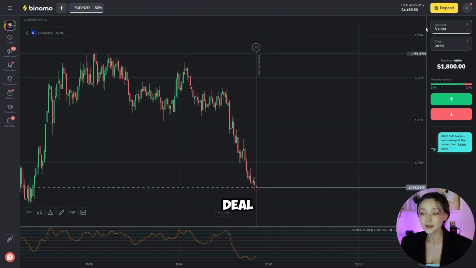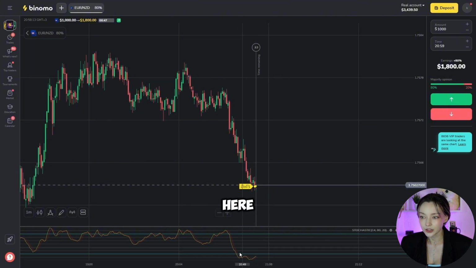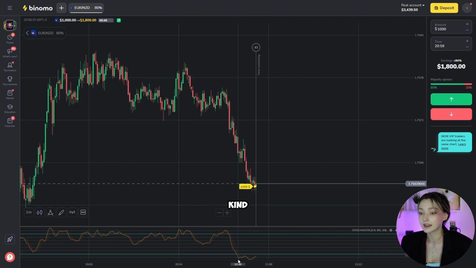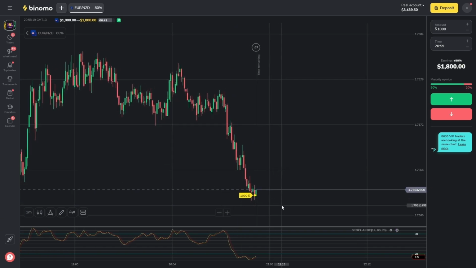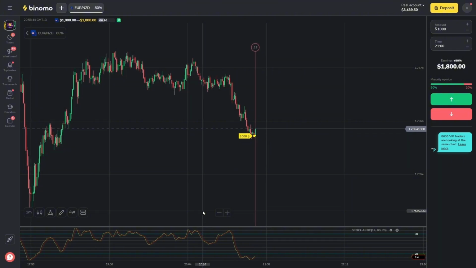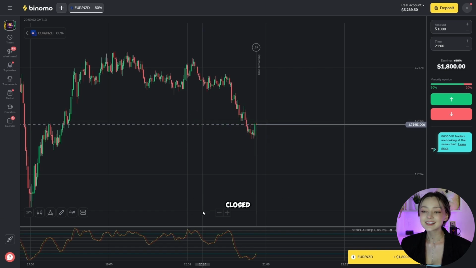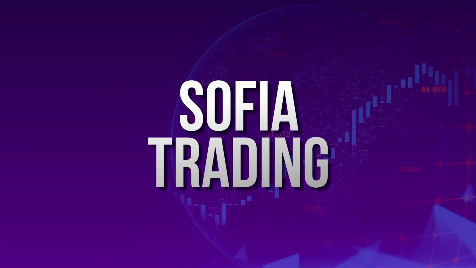We're doubling the deal amount and placing a covering one. Obviously, you shouldn't always go for a covering trade. I did it here because stochastic didn't display any kind of reaction. It's still in the oversold chart condition area. The trade confidently closed in a profit.